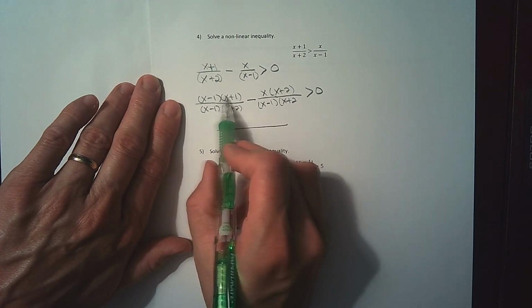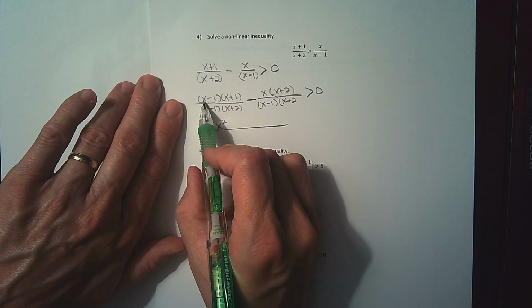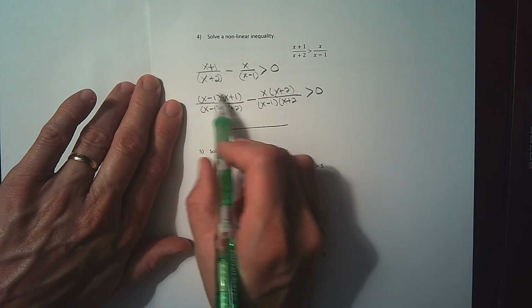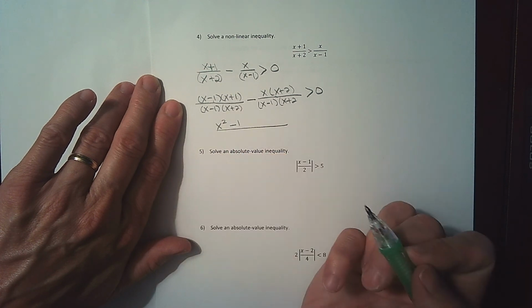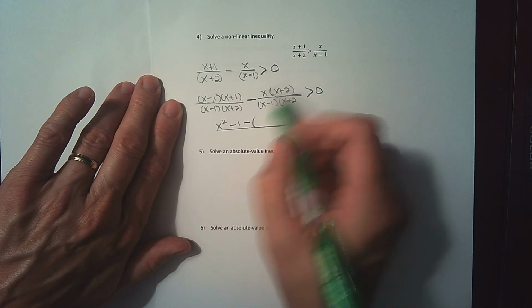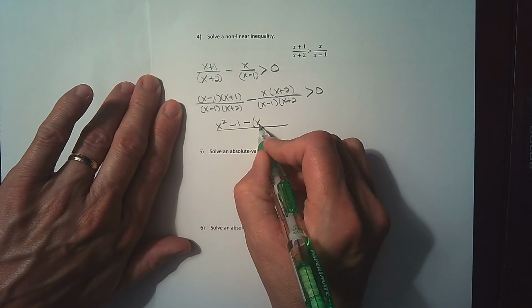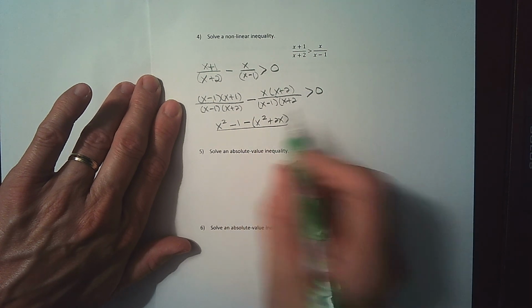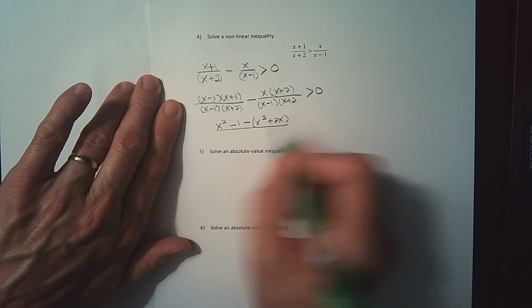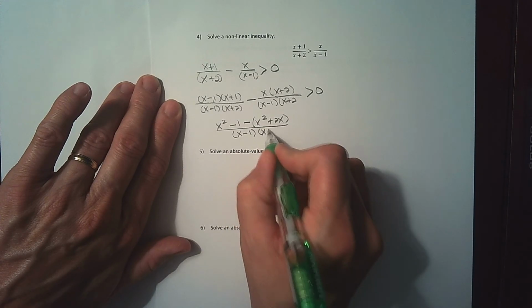I'm going to actually multiply this out, so that'll give me an x squared plus 1x minus 1x. Those cancel each other, but then I just get a minus 1. And then from that, I'm going to subtract what I get when I distribute this x through. So x squared plus 2x. Maybe you could distribute that negative sign through in the same step. That's up to you. And here's my common denominator, x minus 1, x plus 2.